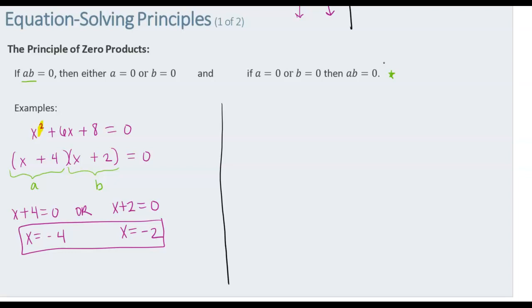For a different example, let's look at 3x squared plus x minus 2 equals 0. Again, we can factor this into two separate binomials.